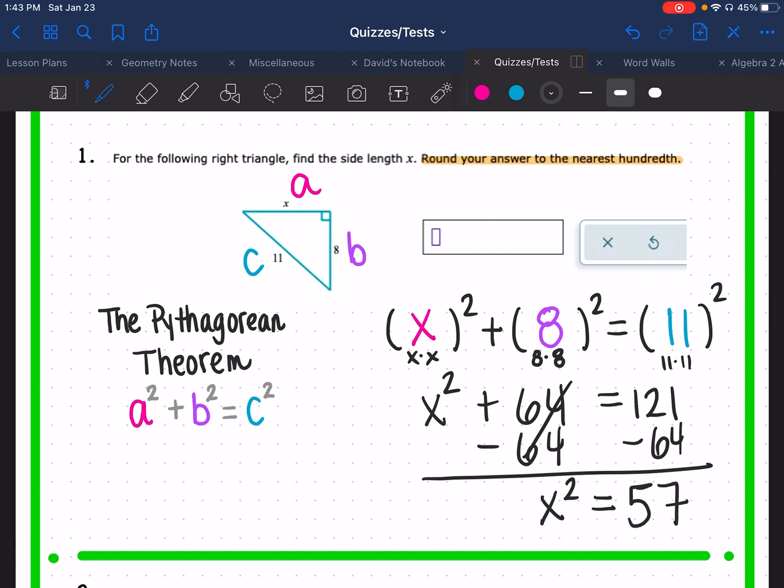Okay, then remember you're going to take the square root of both sides. Remember in geometry, we do ignore the fact that we have a positive and negative answer. We ignore the negative answer for geometry because we're talking about the side of a triangle and it cannot be negative. All right, let me put the square root of 57 into my calculator and let's see what we get for a decimal.